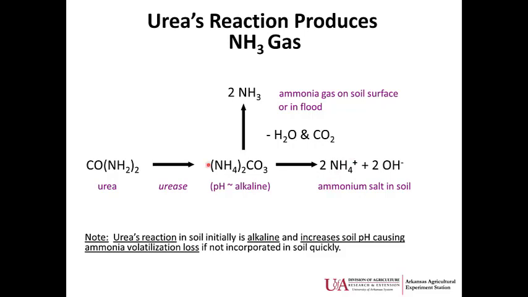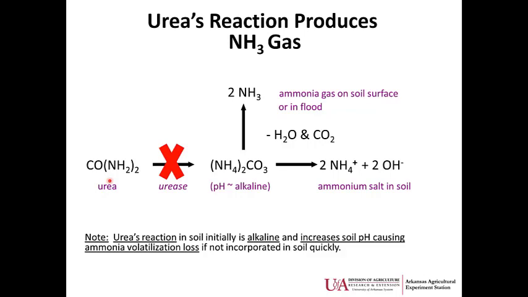And so if we can incorporate this urea via tillage, irrigation, or rainfall, then we eliminate ammonia volatilization as a loss potential for that nitrogen. And so one thing that we try to do is we actually use urease inhibitors. Our most common one is NBPT. And what we're trying to do is block this urease enzyme and prevent the conversion from urea to ammonium until we can get that fertilizer incorporated.